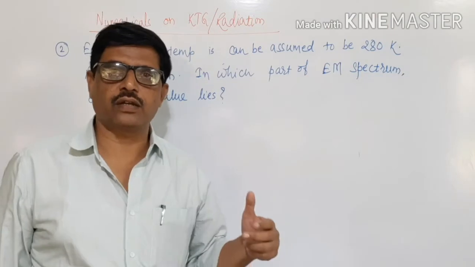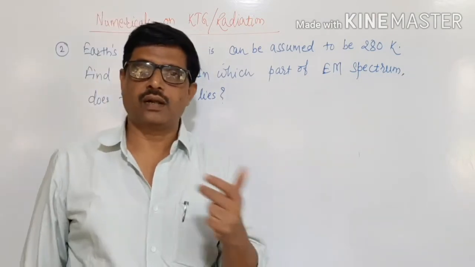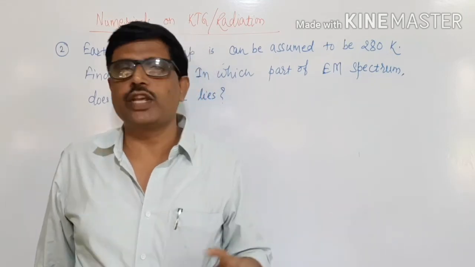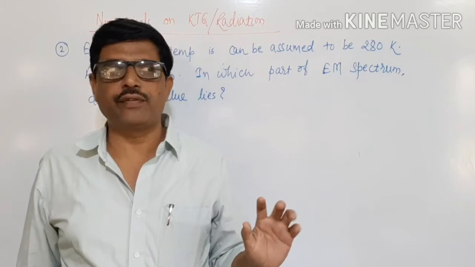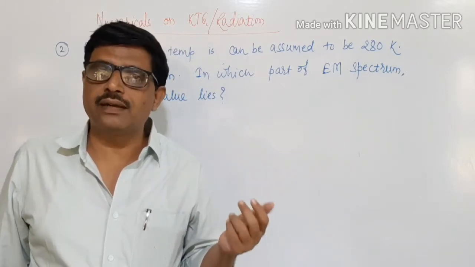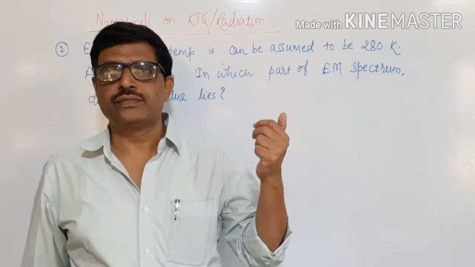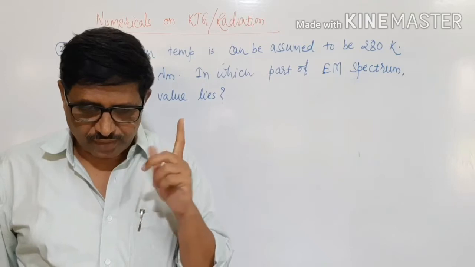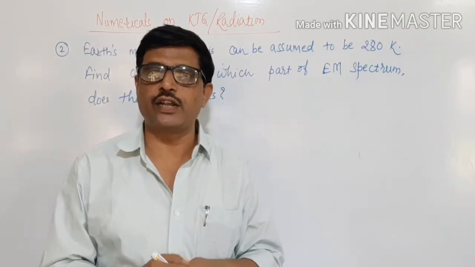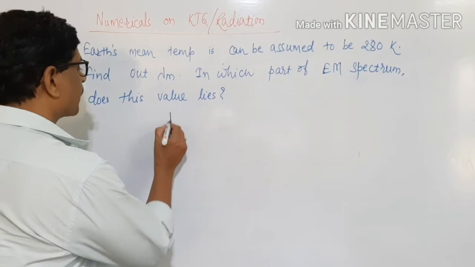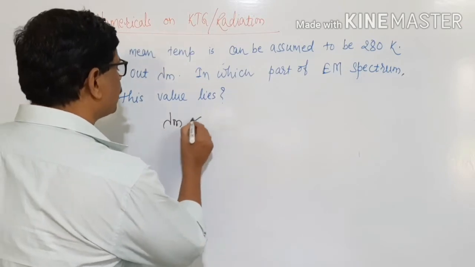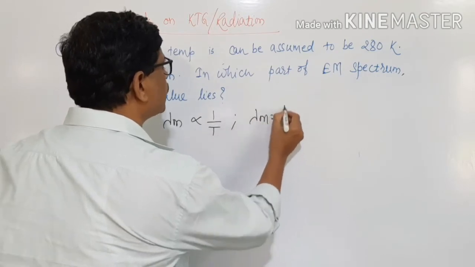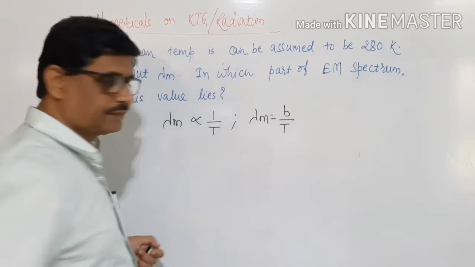Wien's displacement law stated that the radiations emitted by the black body consist of different wavelengths, and out of that, for a particular wavelength, the quantity of radiant heat emitted will be maximum. The particular wavelength at which the quantity of radiant heat emitted is maximum is lambda m, which is inversely proportional to the absolute temperature of the body. Therefore lambda m is equal to b divided by capital T.